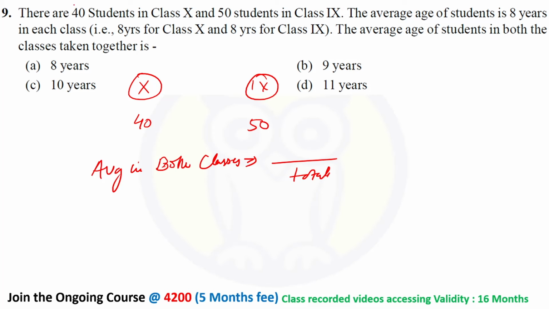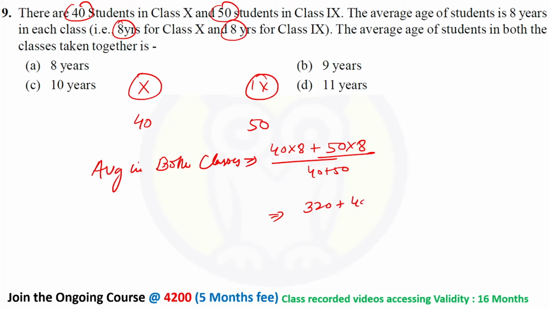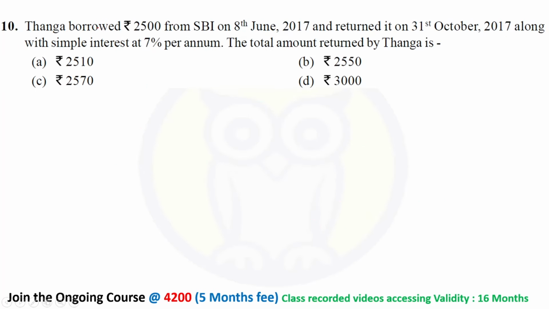The formula is sum by total, where sum is total into average. Class 10 has 40 students with average 8, so 40 into 8, plus class 9 has 50 students with average 8, so 50 into 8, and divide by total students. 40 into 8 is 320, 50 into 8 is 400, the sum is 720, divided by 90 gives 8. So 8 years is the correct answer.